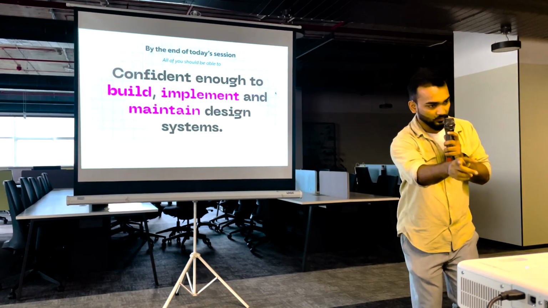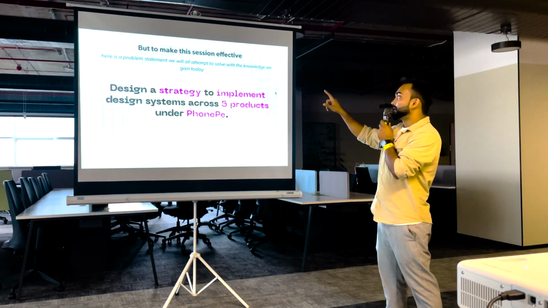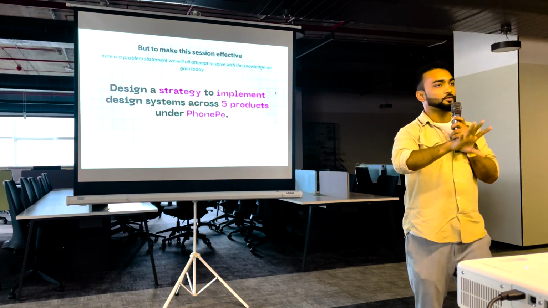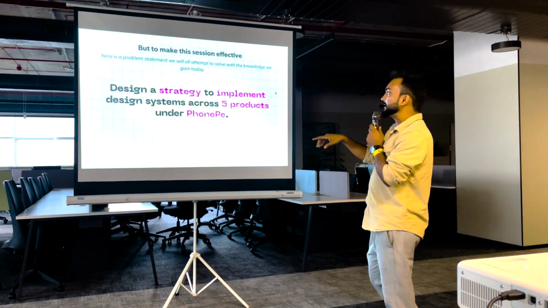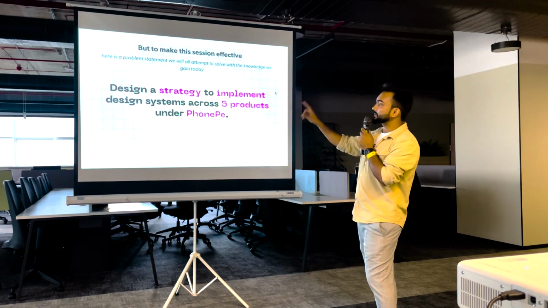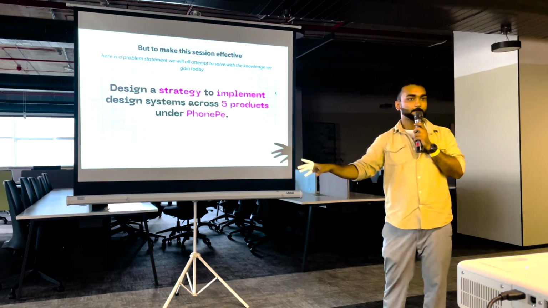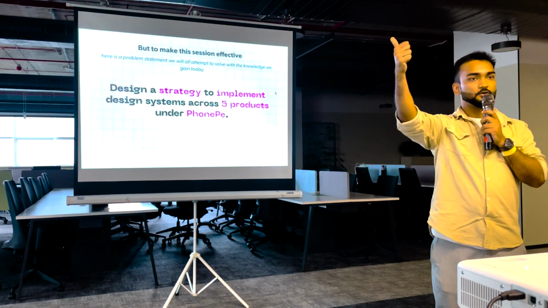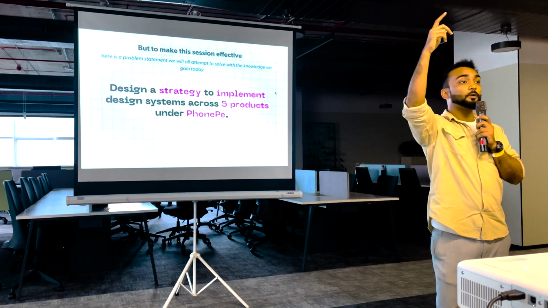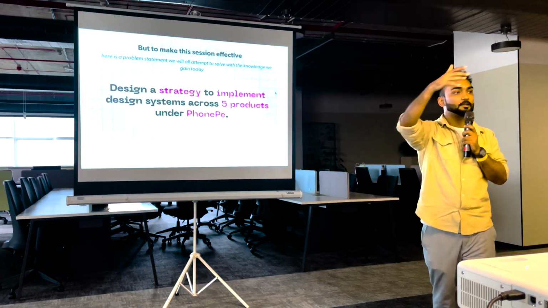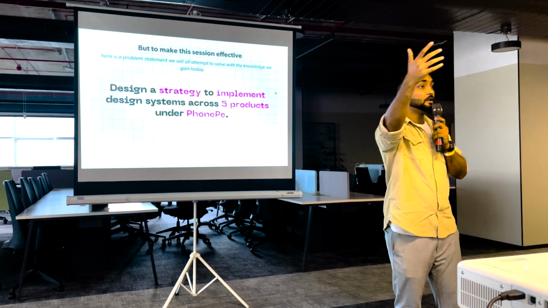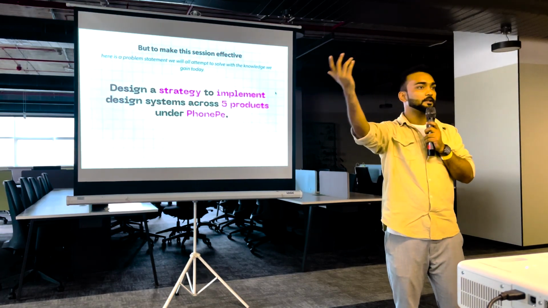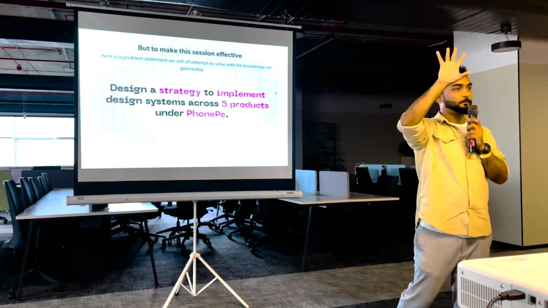To make this session more effective, I have a problem statement that we all will collaboratively try to solve or figure out at least, which is: design a strategy to implement design systems across 5 products under PhonePe. If you don't know PhonePe, there's one product that we all use, which is the PhonePe consumer app. There's also the PhonePe merchant app. There's also Pin Code, which is an ONDC platform based e-commerce app. There's also Indus App Store, which is actually a competitor to Google Play Store. And there's also Share.market, which is a competitor to something like Zerodha or Grow. Right now, PhonePe has 5 products under it.